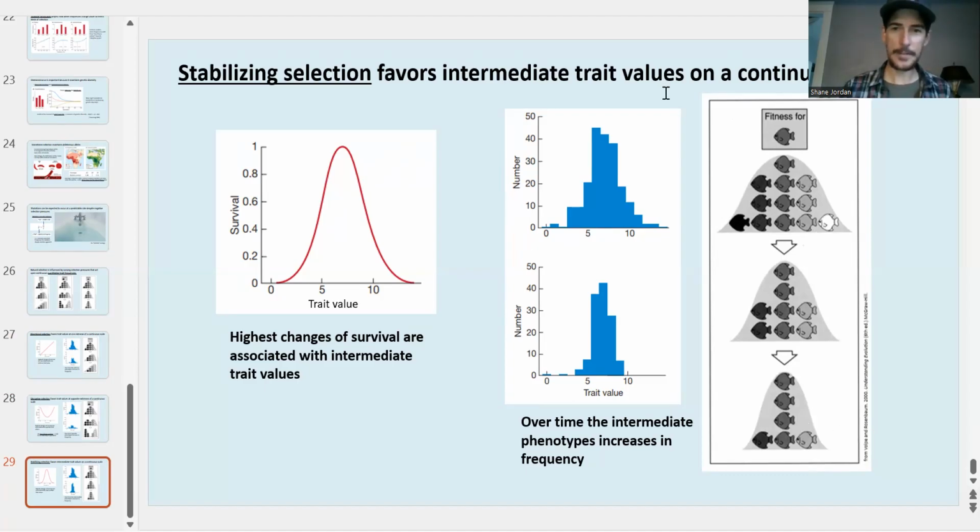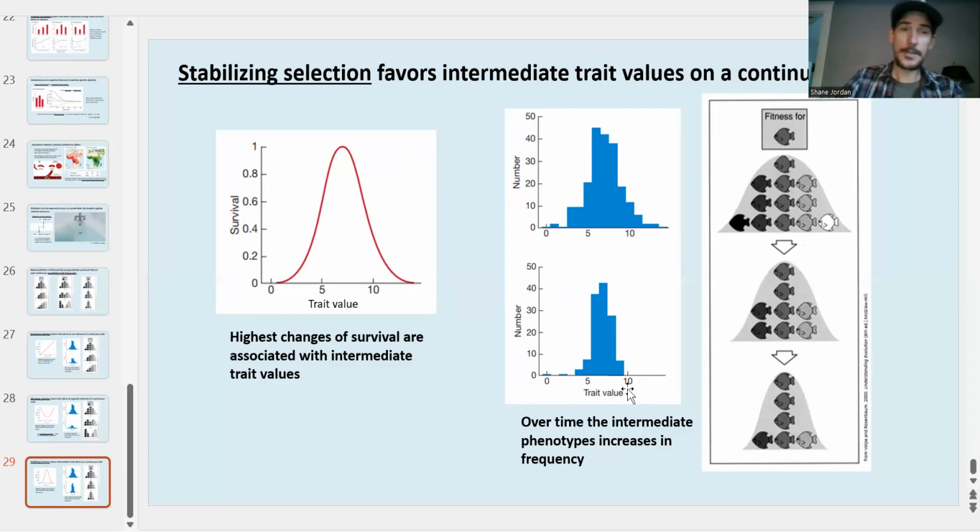And in our graphical examples, we can see how this intermediate phenotype, from one generation to the next, has really been favored, such that we see our distribution on this plot going from being shaped like a bell curve to becoming much more narrowly shaped like this. And so this is an example of stabilizing selection.